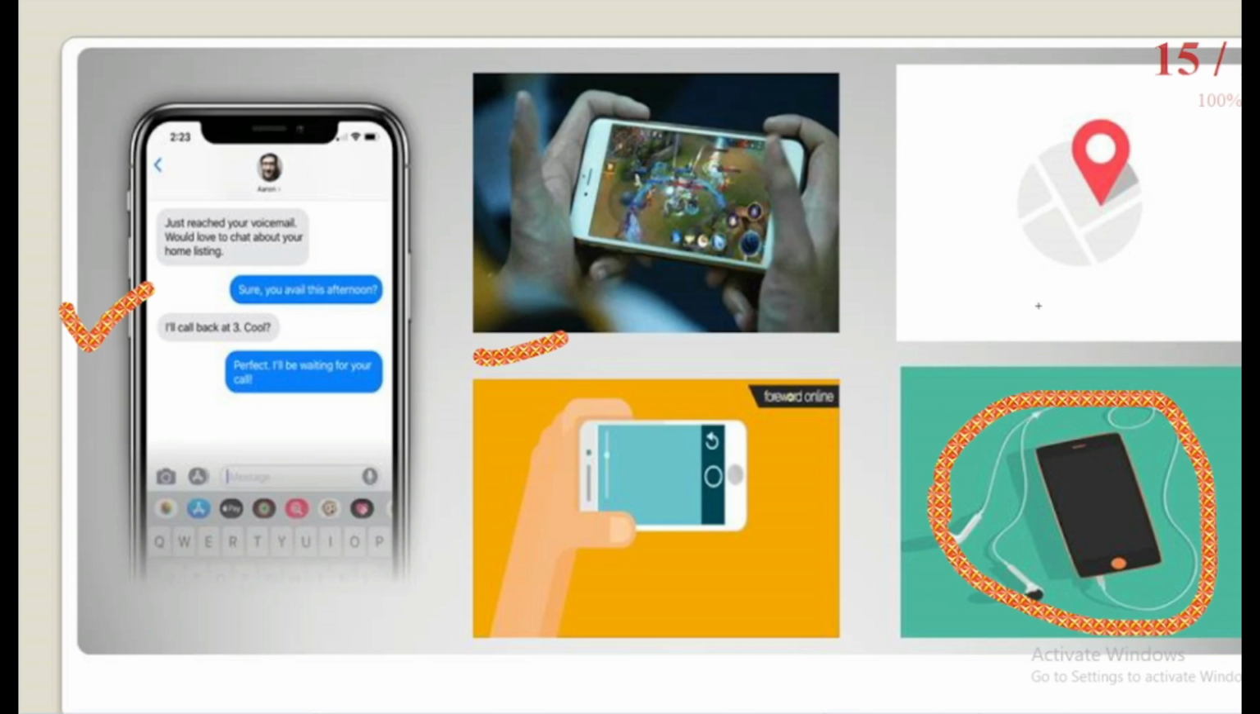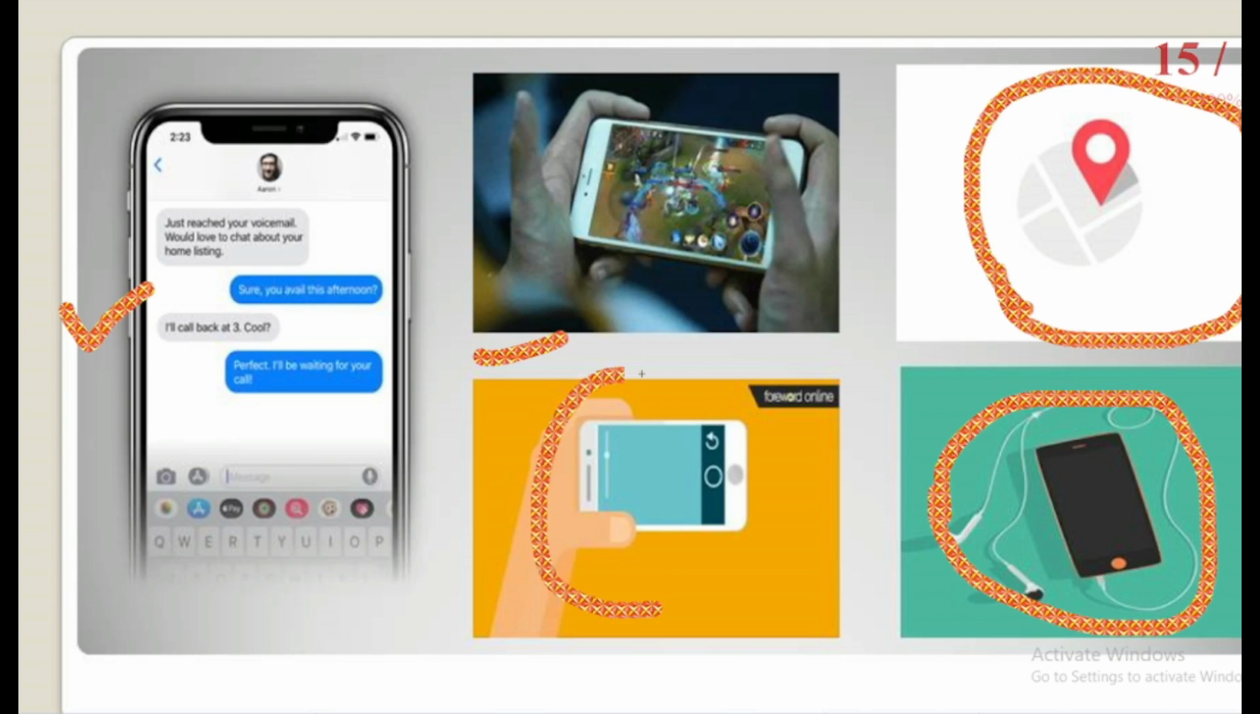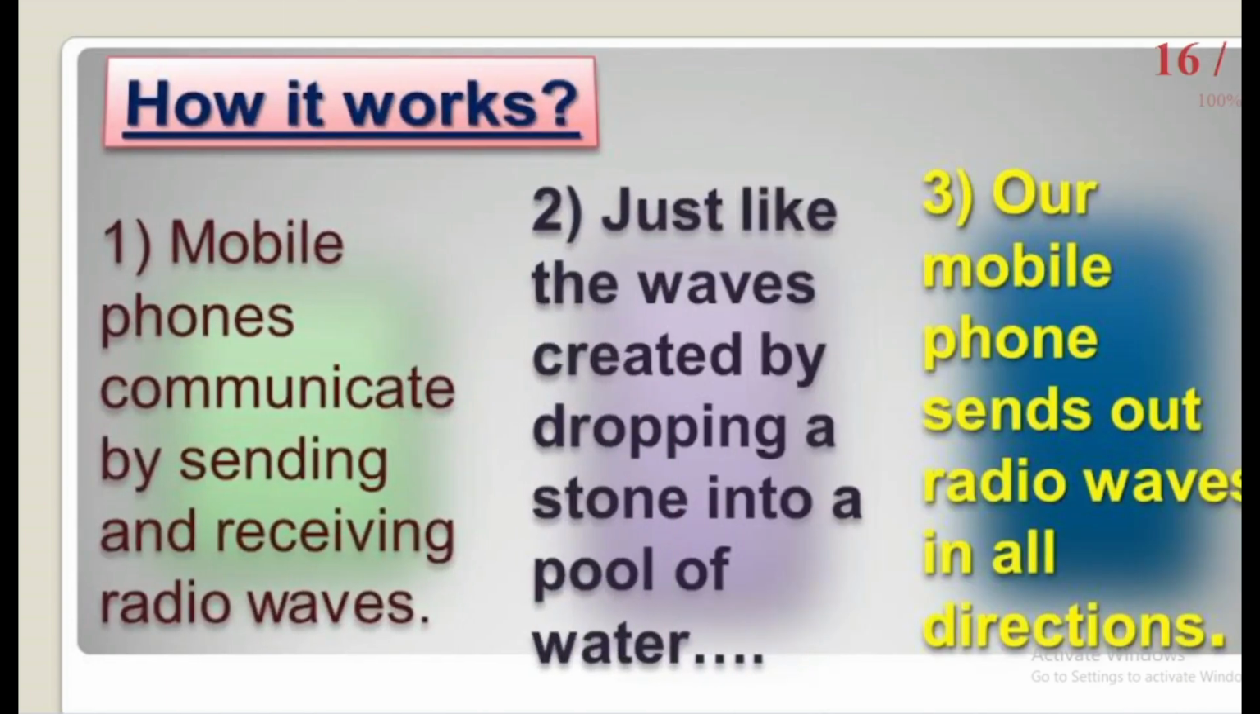In the mobile phone, a GPS system is also available. Different types of apps are also available, so we can give any knowledge from one person to another through audio form. How does it work? Let us see. The mobile phone communicates by sending and receiving through radio waves. Radio waves are very important. Through radio waves, we can communicate from one person to another.